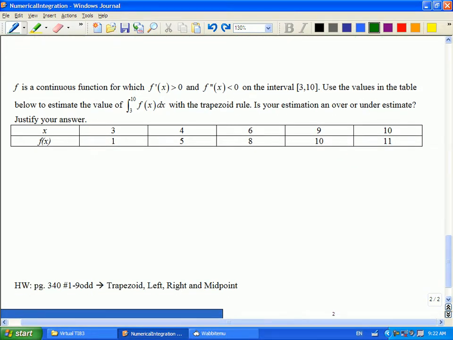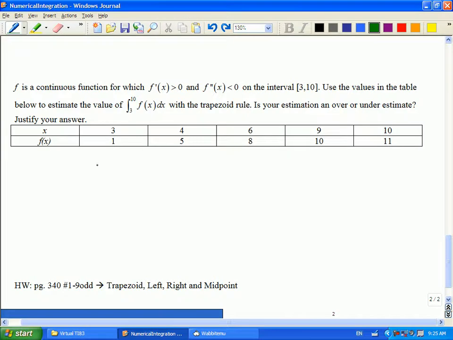Okay, so here's more of an AP style problem. F is a continuous function for which the first derivative is greater than 0, and the second derivative is less than 0. Use the values in the table to estimate the integral from 3 to 10 using the trapezoid rule. Is your estimation an over or underestimate, and justify your answer? Okay, so picture. Try and do this one first by calculating the trapezoid rule, and then think about what it means to have a graph where the first derivative is greater than 0 and the second derivative is less than 0. How could you use that information to tell you about the trapezoid rule?